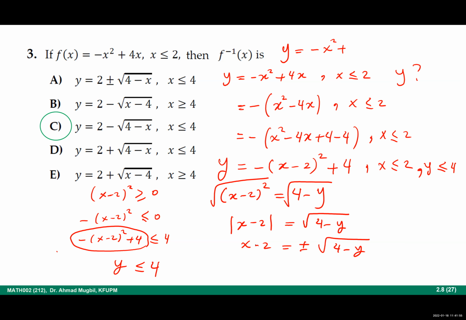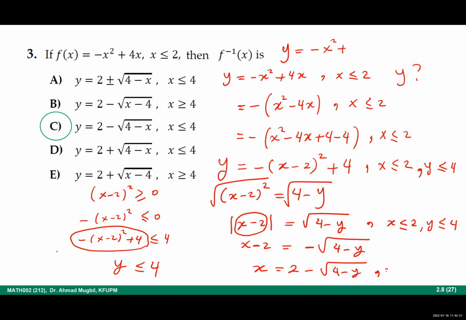Now here, which one will we choose? What do you think? Here x is less than or equal to 2, y is less than or equal to 4. Because x is less than 2, so this will be positive or negative? It will be negative. So we will take the negative part. x is less than 2, so it will be negative, and then add 2 to both sides. It will be 2 minus the square root of 4 minus y.